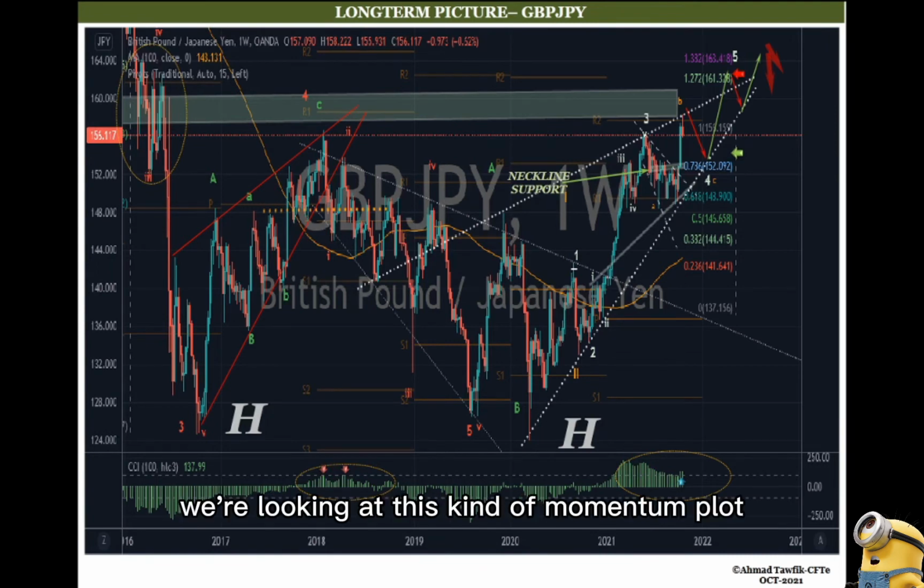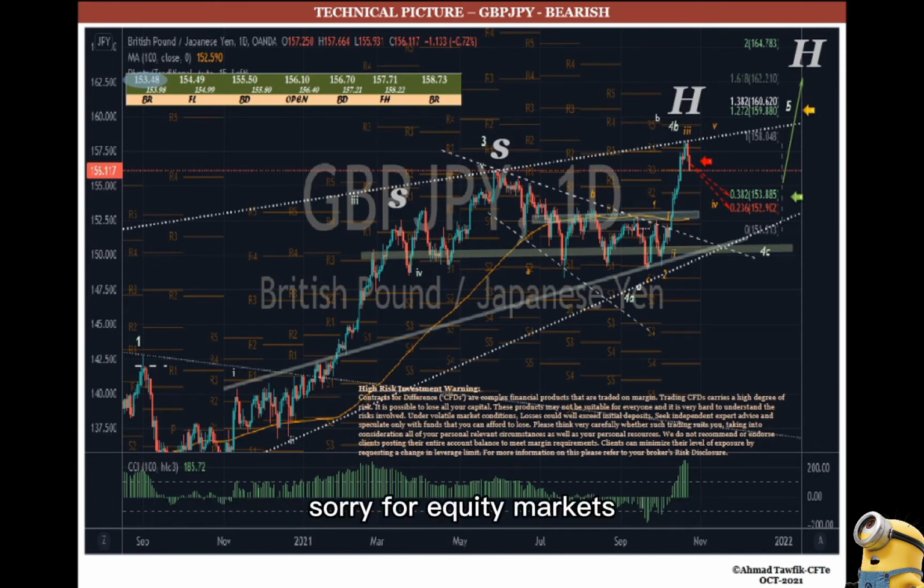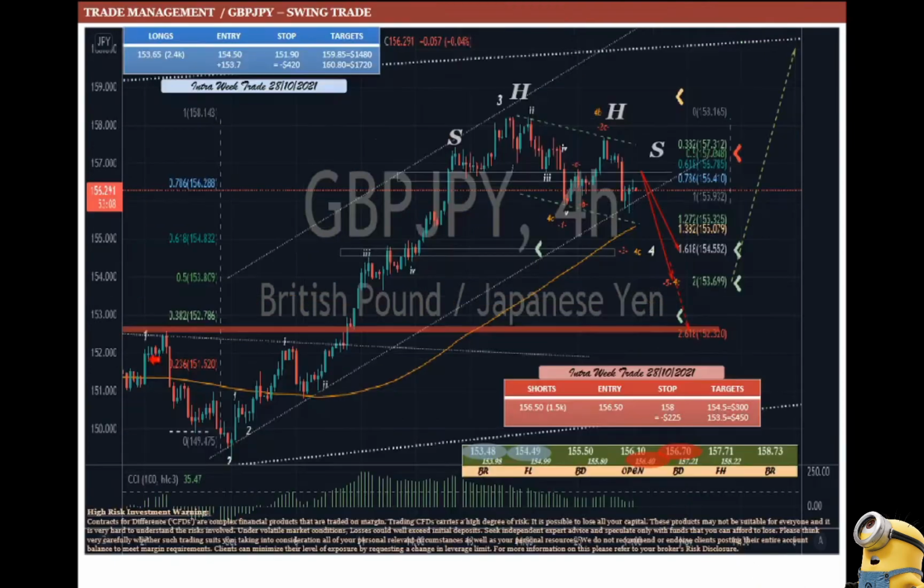We're looking at this kind of momentum plot on the weekly time frame. Remember, there's possibility for increase in interest rates as of beginning of next year in sterling, and there's going to be a funding issue for equity markets. So we have this 4-hour chart here now. We've had it very thoroughly segregated. There is a correction, but it's not showing on the 4 hours. We're expecting a zero line bounce, or a bounce towards the zero line still coming in.